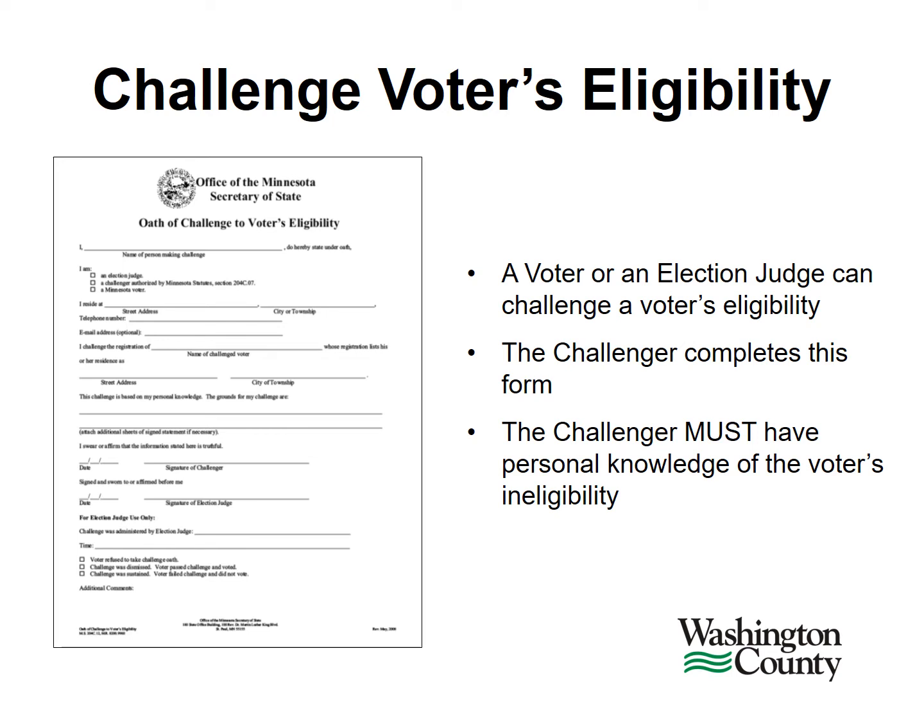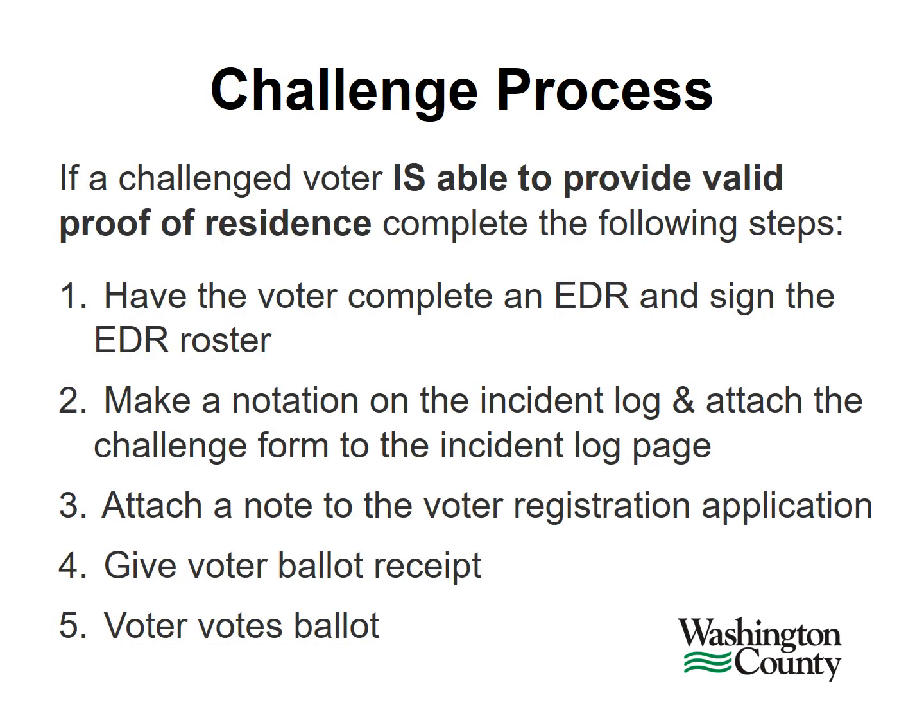An election judge, a voter, or an appointed challenger can challenge a voter's eligibility based on personal knowledge. If someone challenges another voter's eligibility, the challenger will complete the form shown on the screen. If this does happen, please call over your head judge for assistance. And if you have any questions, call Washington County Elections. If the challenged voter is able to provide a valid proof of residence, they should be allowed to vote.